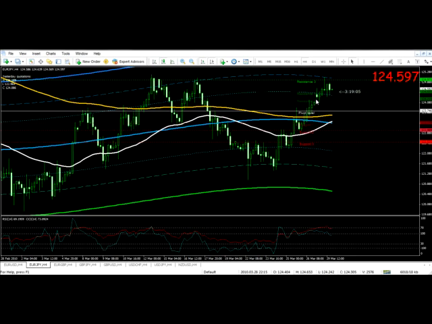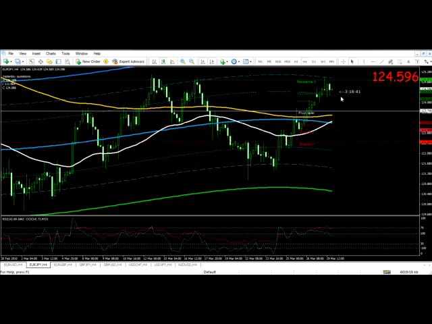We saw that there's a gap at the opening, and I had a feeling before I went to bed that this was going to rise even further. And instead of entering here at 124.50 and being 50 to 60 pips in drawdown, I put a market order at 124.97, which is this resistance here.